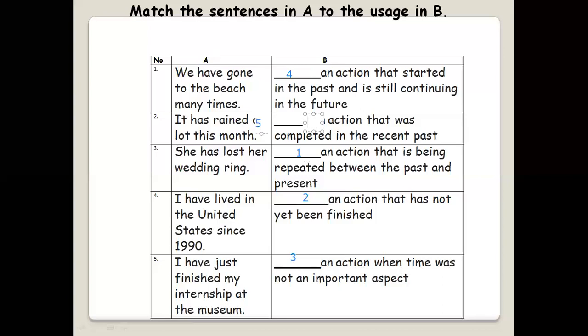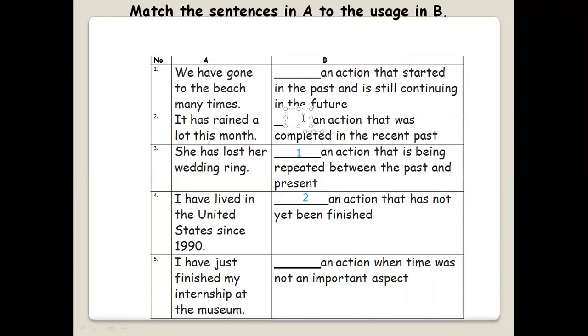it's about number 5. It's an action that happened and that was completed in the recent past. And this is the important point. Recent past, but how do we know it's about recent past? Because I've used just. This is number 5.